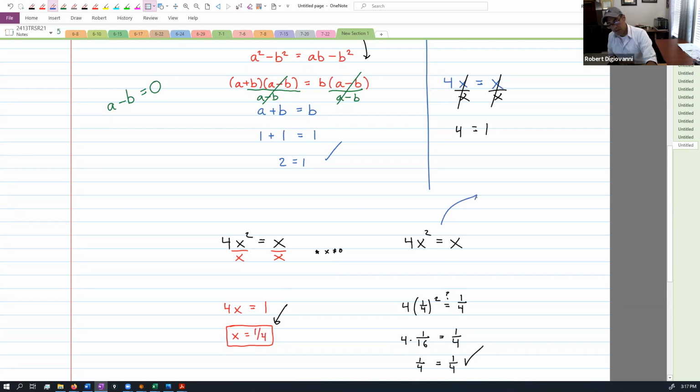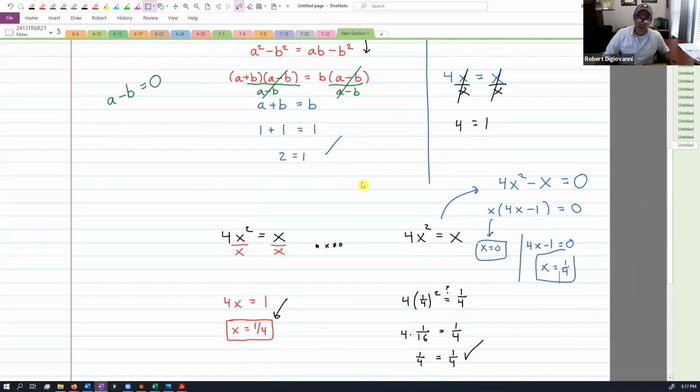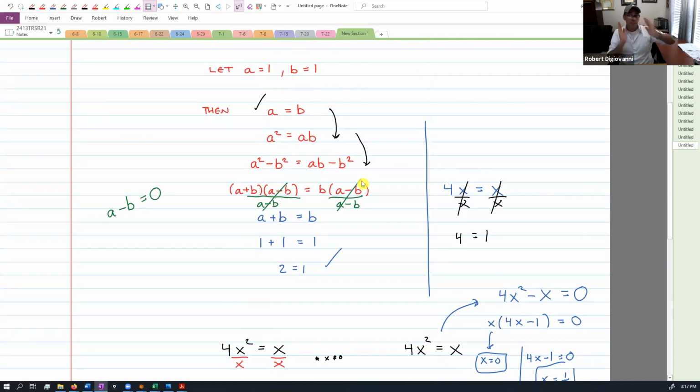So the correct way to do this is to move everything to one side of the equation, factor, and then set each factor equal to 0. In that case, you will get both answers. So the moral of the story with both of these is you have to be extremely careful when canceling things on both sides of an equation when they're not numbers. When they're variable expressions, you better pay attention to what they are.